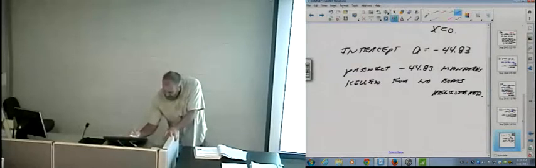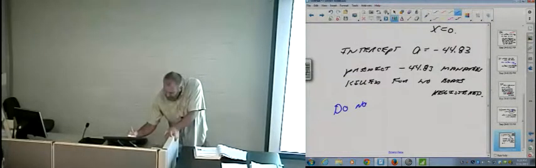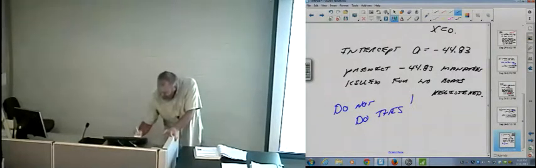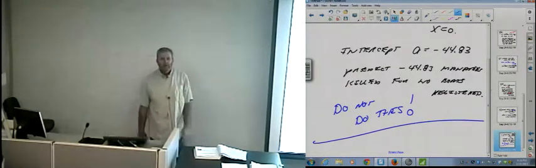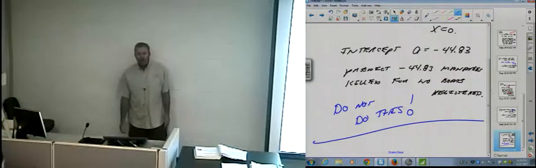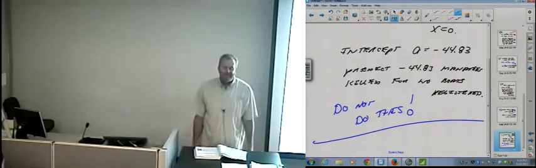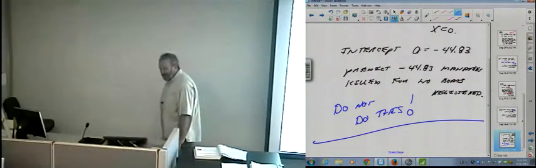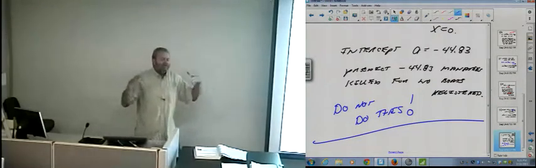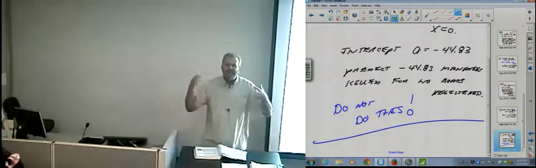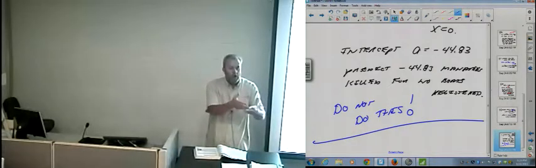Do not do this. Do not try to interpret the y-intercept. Do not try to tell me what's happening when your explanatory variable takes a value of 0 unless the scatter plot you're looking at has values of the explanatory variable close to 0.